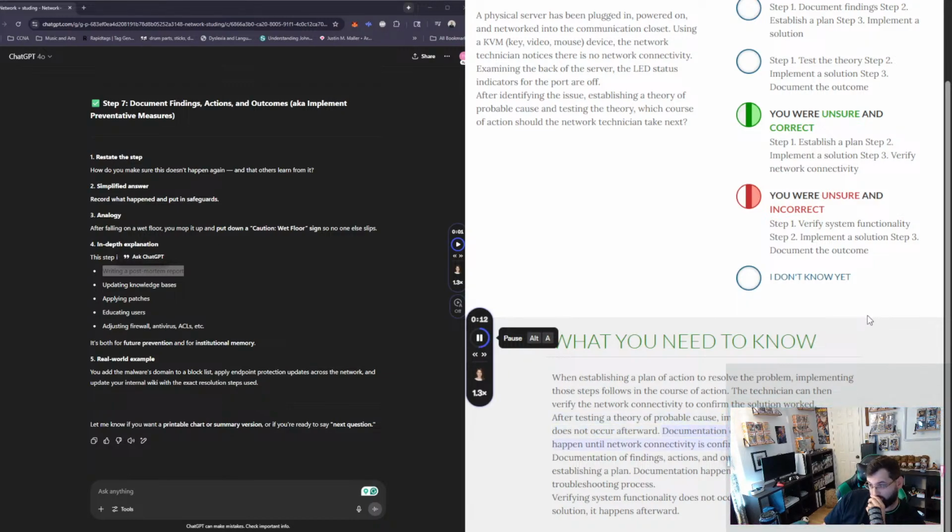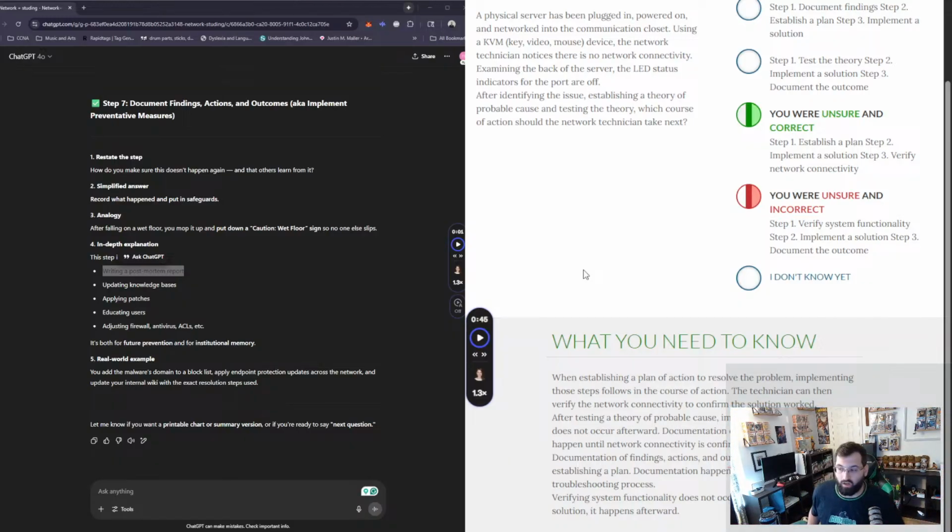Documentation of the outcome also cannot happen until network connectivity is confirmed to be working. Documentation of findings, actions, and outcomes does not occur before establishing a plan. Documentation happens at the end of the troubleshooting process. Verifying system functionality does not occur before implementing a solution. It happens afterward.